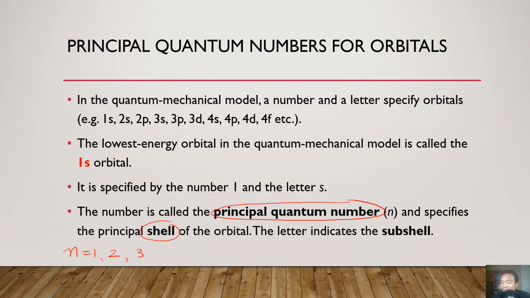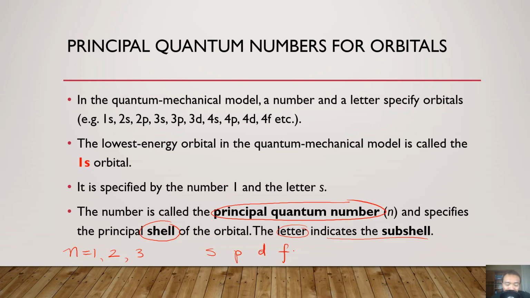The second thing is a letter. We use a letter to indicate a so-called subshell. For example, S, we call that the S subshell. P, we call that the P subshell. D subshell, and F subshell.